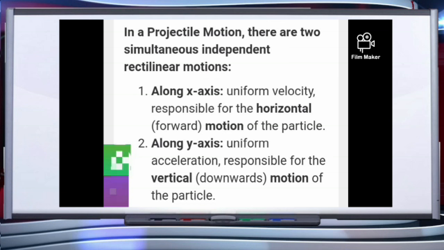Now we have different types of projectile motion, that is, along the x-axis or along the y-axis. Along the x-axis means horizontal motion, or you can say forward, and along the y-axis means vertical motion, or you can say downward motion. Along the x-axis, uniform velocity is responsible for the horizontal motion of the particle. We'll see this with the help of a diagram also. We have one diagram in the next slide. Along the y-axis, uniform acceleration is responsible for the vertical downward motion of the particle. So these two terms are very important.